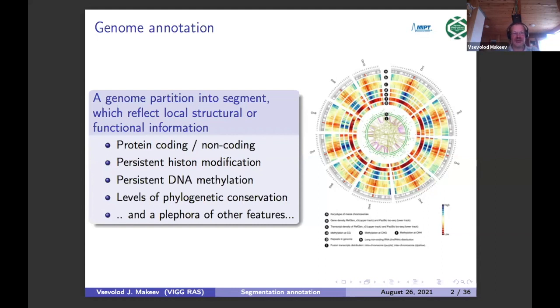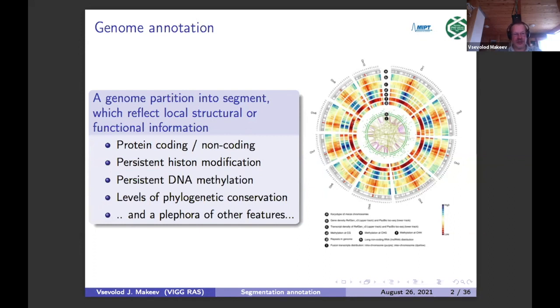Those who have seen BED files, which are the basic engine under the hood of a genome browser, the Santa Cruz genome browser for instance, have seen them as a standard format with a left boundary, right boundary, and some functional description of the segment. So this could be, for instance, protein coding and non-coding regions, exons, introns, intergenic regions, regions of persistent histone modification, regions of persistent DNA methylation, and also levels of phylogenetic conservation, conserved regions, and a plethora of other features.